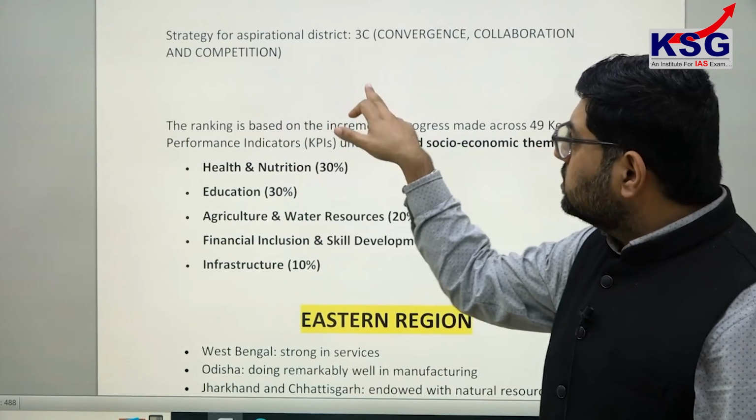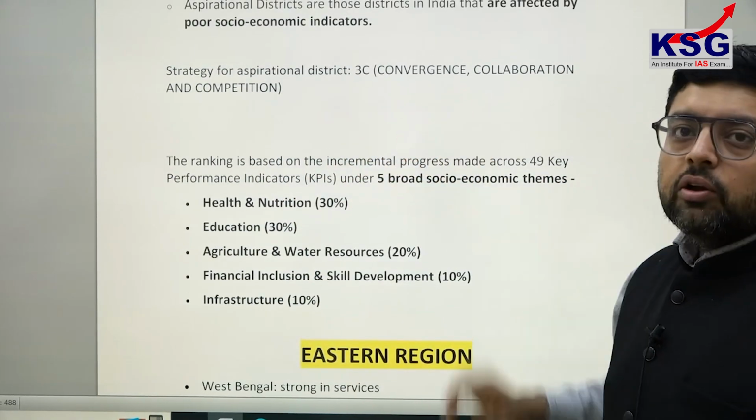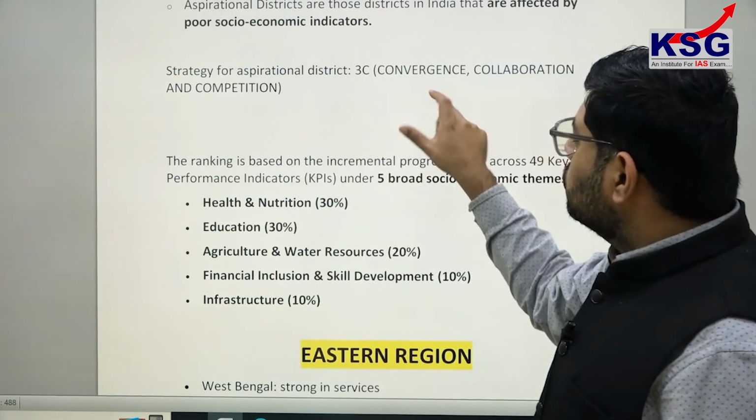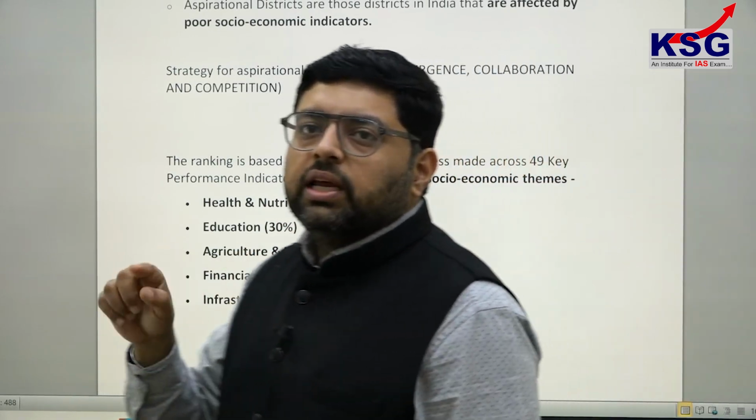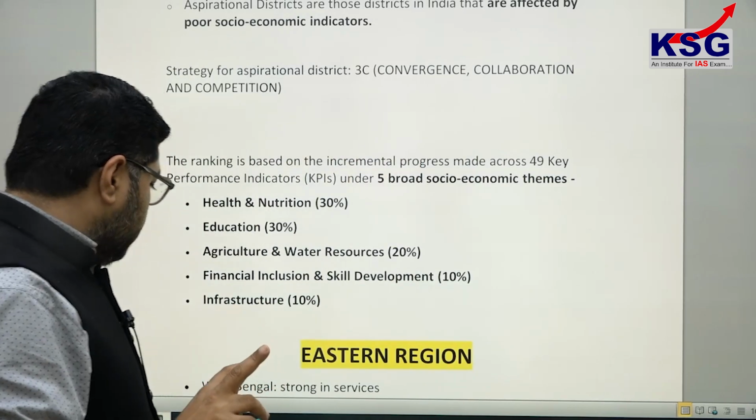Plus, this strategy is also important for your prelims exam, that is the 3 C's. So you must know the meaning of these 3 C's. This is what you have to remember.